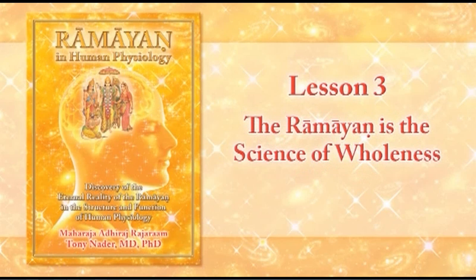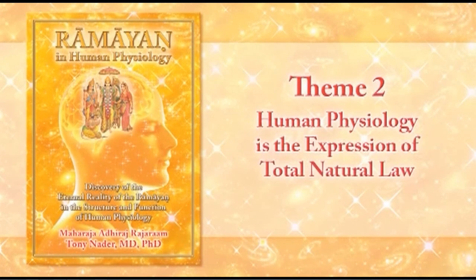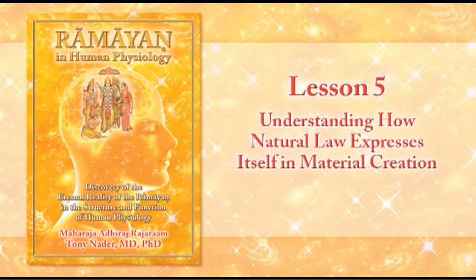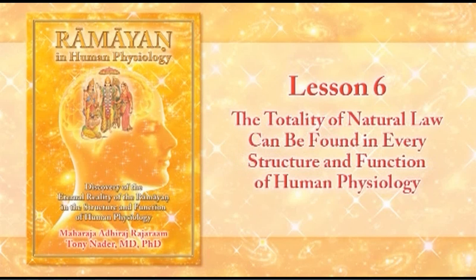Lesson 3, the Ramayana is the science of wholeness. Theme 2, human physiology is the expression of total natural law. Lesson 4, understanding Purusha and Prakriti and the 6 fundamental devatas. Lesson 5, understanding how natural law expresses itself in material creation. Lesson 6, the totality of natural law can be found in every structure and function of human physiology.